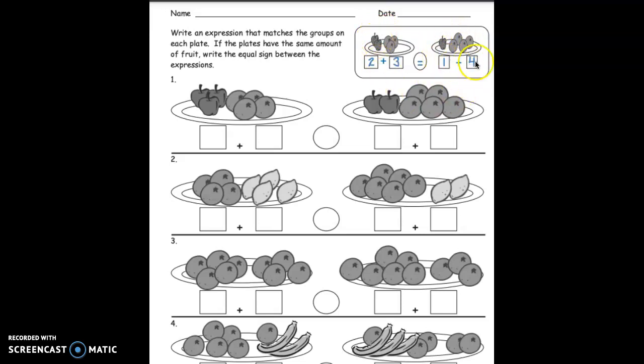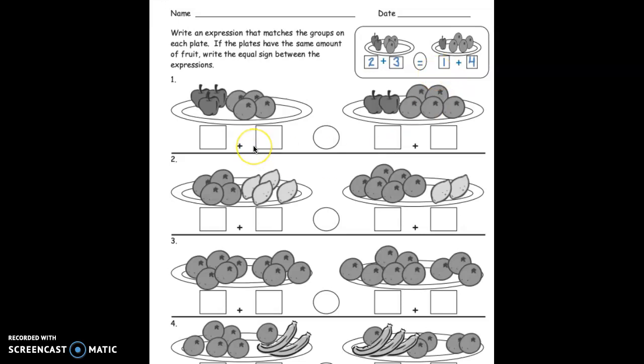Then I'm going to come to this plate. I'm going to count how many pieces of fruit I have all together. 4, 5. And I'd put a 5 above. Oh, 5 and 5 are the same number or the same amount. So I'm going to put an equal sign in the middle because they're the same amount of pieces of fruit.